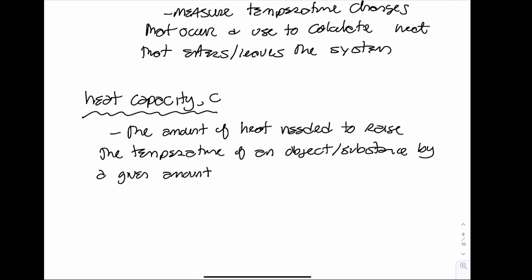And that's going to depend on what that object is, right? If I wanted to raise the temperature of water by 1 degree Celsius, it's going to take a different amount of heat than if I wanted to raise the temperature of a block of aluminum by 1 degree Celsius. So again, it depends on what that substance is. So heat capacity, amount of heat needed to raise the temperature of an object by a given amount.